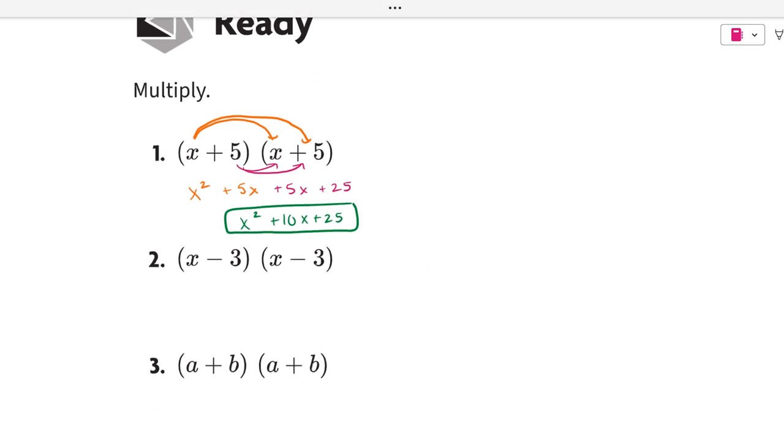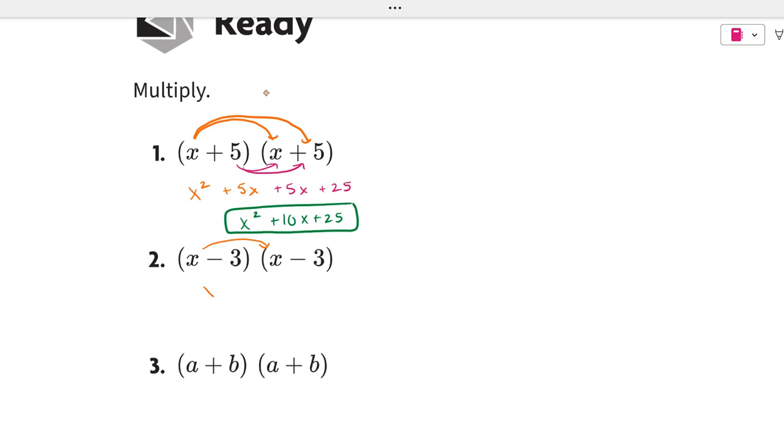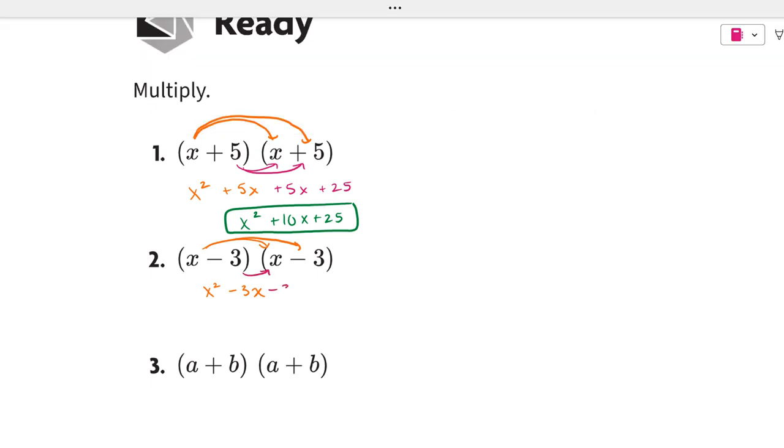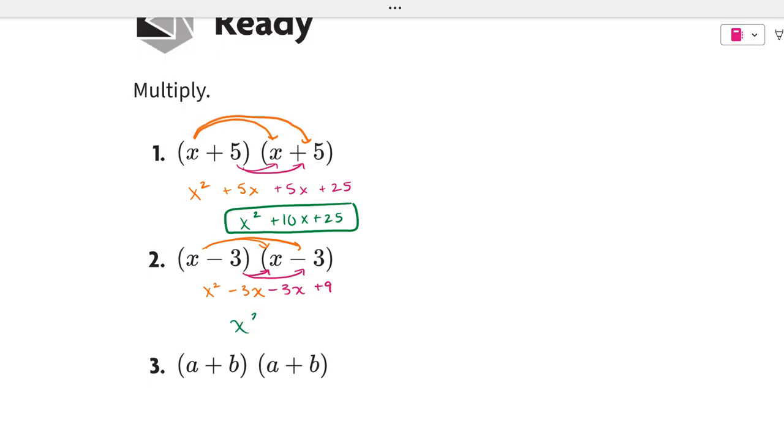Okay, so moving on to question 2. So x times x is x squared. X times minus 3 is negative 3x. Negative 3 times x is negative 3x again. And negative times negative is positive. 3 times 3 is 9. So we combine our like terms to get x squared minus 6x plus 9.